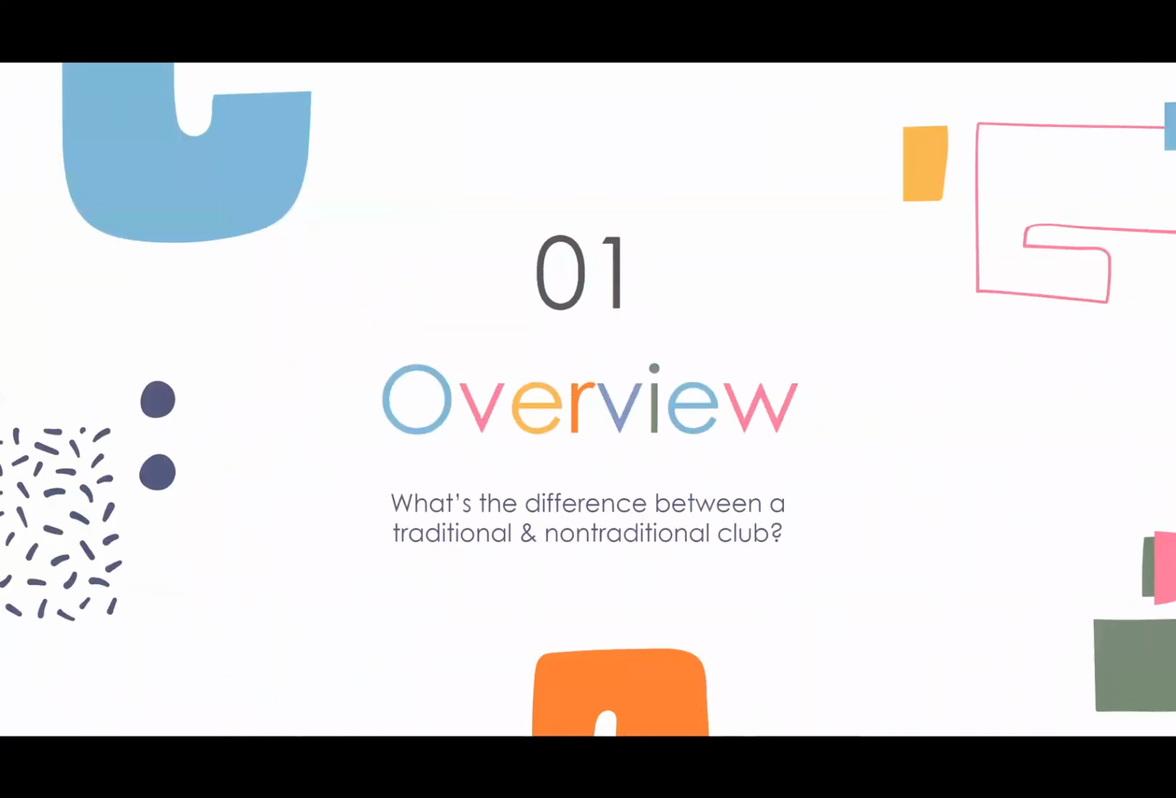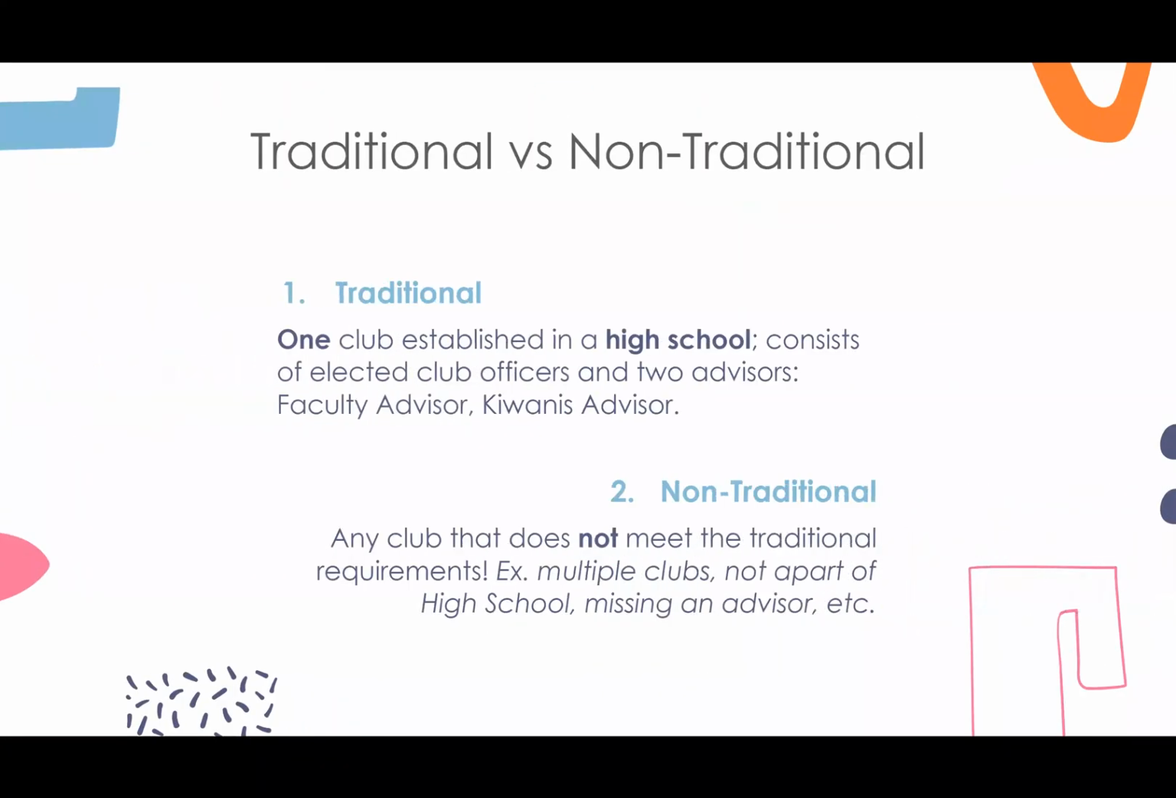Okay, so first we're going to be talking to you guys about the difference between traditional and non-traditional. So a lot of you guys know about traditional because that is just one club. It's established in a high school. It consists of elected club officers and 2 advisors. So you have your faculty advisor, that's just someone from your school, a representative from the school, like a teacher, and a Kiwanis advisor, so a Kiwanian from your sponsoring Kiwanis club. Non-traditional is essentially anything that does not meet this criteria. So it could be multiple clubs, it could not be a part of a high school, it could be missing one of the 2 advisors, just different stuff like that would make it a tiny bit different and be classified as a non-traditional club.